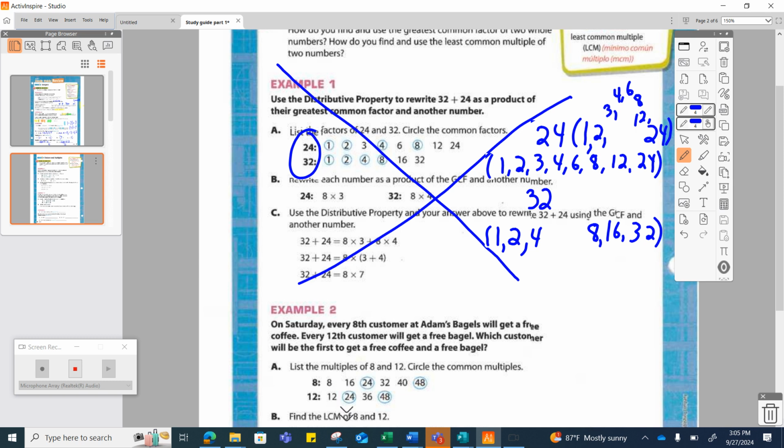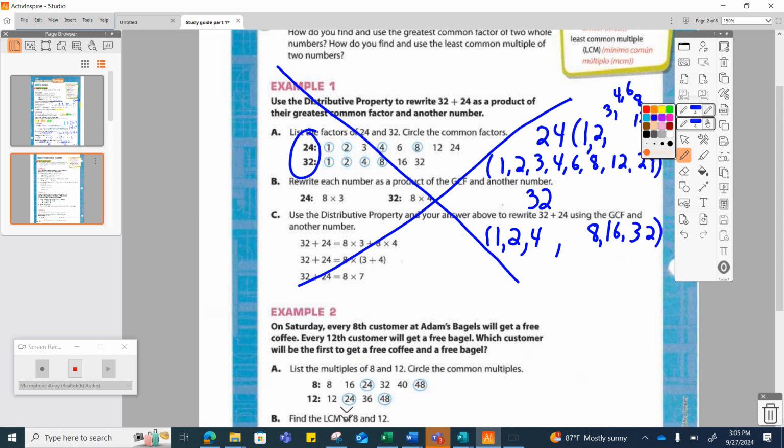So here are your factors of 32. The GCF is the greatest one they have in common. So they both have 1 in common. They both have 2 in common. Both have 4 in common. They both have 8. So the GCF of both of these is 8. That's the way we did it in class.